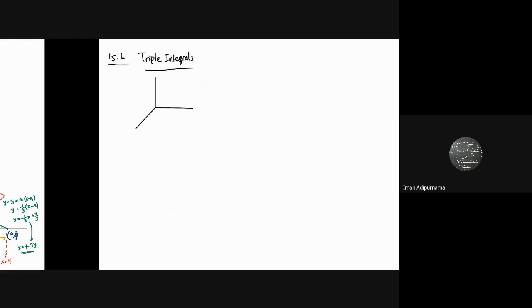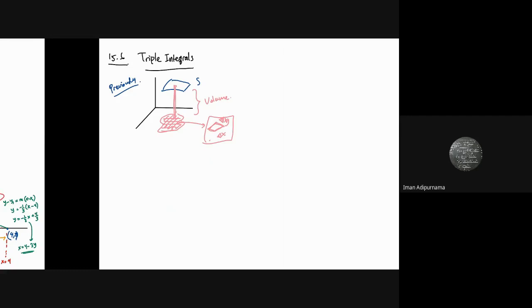Okay, previously, in the double integral, you have the surface, right? And you are mapping this to the region here, right? And basically, you are evaluating this as volume. And you will have a small rectangle here, and you can define this as delta x and delta y, right?